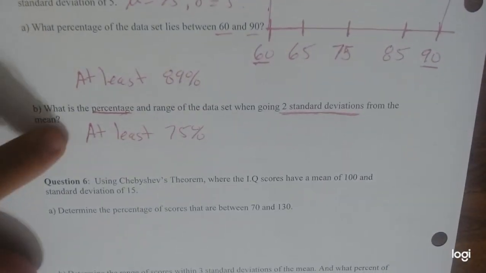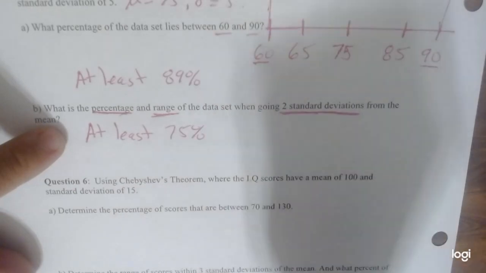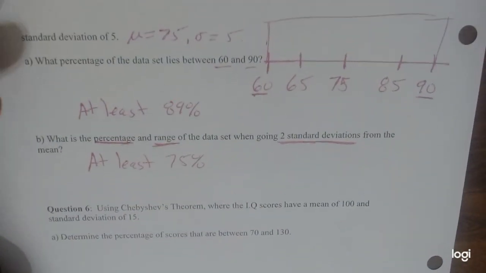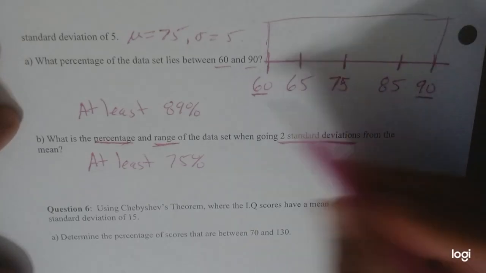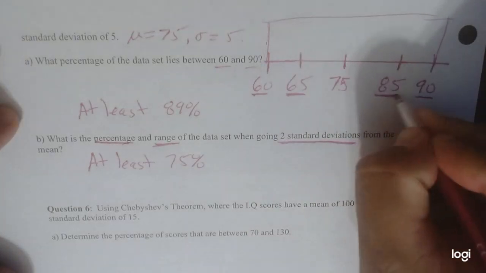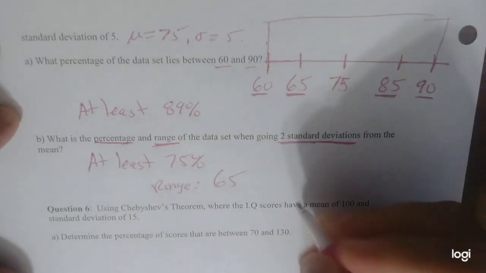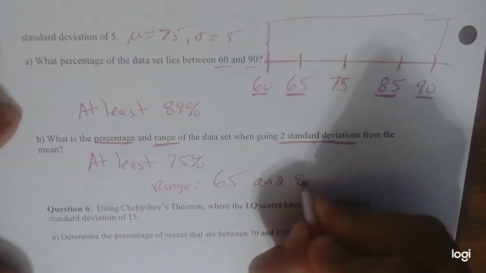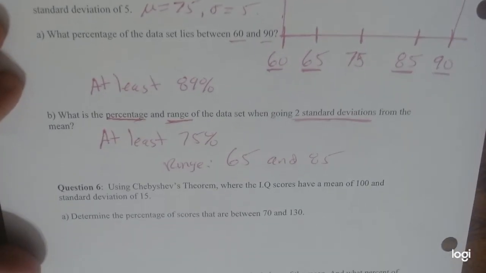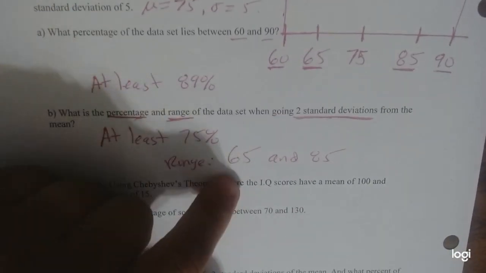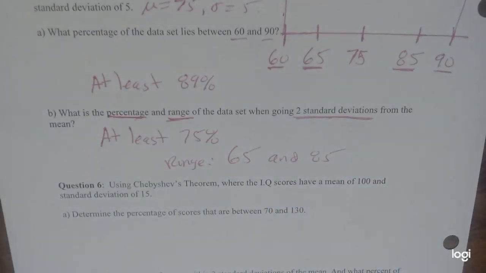Now that's the first part. The second part is they also want the range, meaning what are the 2 cutoff numbers? From there we could just use our little chart here, because we know that's 2 and 3. So it's between the 2 numbers, the range is between 65 and 85. So at least 75% of all the data values are between 65 and 85.